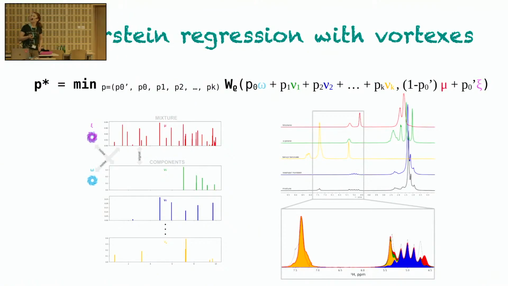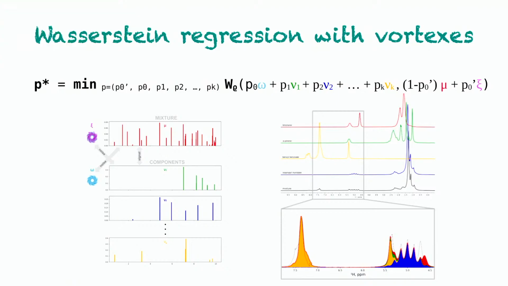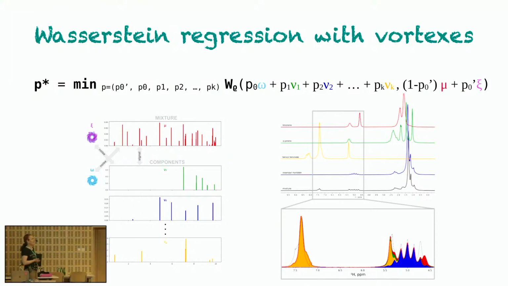And the next idea was to apply this Wasserstein regression to nuclear magnetic resonance spectra. It looks more or less similar to mass spec data, but what is really important for us is that in most applications we deal with one-dimensional spectra. Because in mass spectrometry, as you have seen in this proteolysis example, we have two dimensions. We had this retention time dimension.